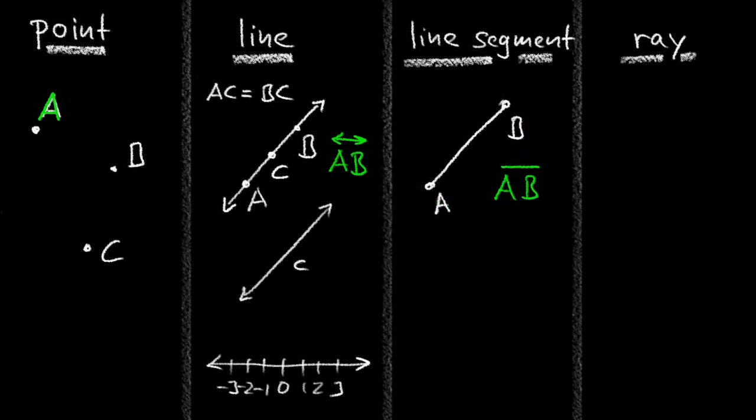Let's look at something which has an endpoint on one side and no endpoint on the other side. We call this a ray. In other words, a ray starts at a point and goes forever in one direction. So rays have a beginning point but no ending point. They just keep going on forever, but only in one direction. So we only put an arrow on the end which keeps going forever. The point at which a ray starts, which is A in this example, is called the endpoint of the ray.